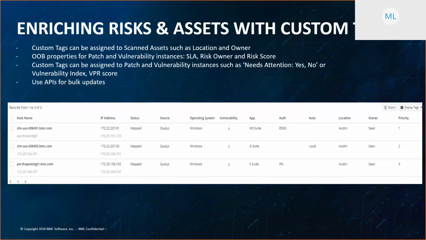On top of that, you can add all your custom properties which you would like to use. There is an API available which can be used for bulk updates. You might have 10,000 vulnerabilities in your environment, and it is not possible to manually assign tags to all 10,000 vulnerabilities. So you define a rule at the API level. Let's say if the severity is 5 and the owner is Sumit, then the VPR score is 100.